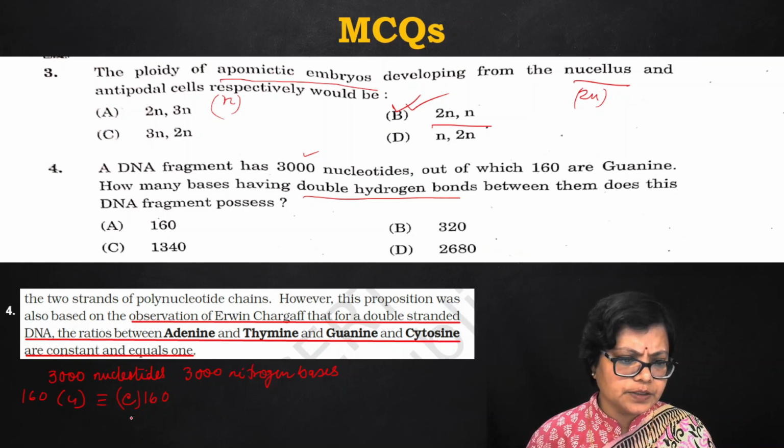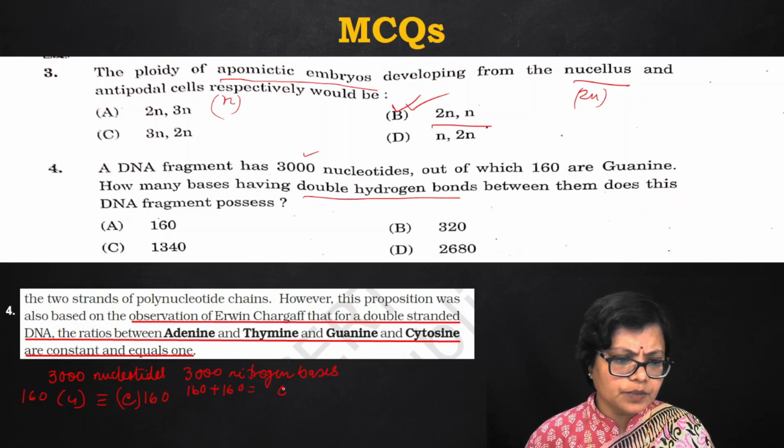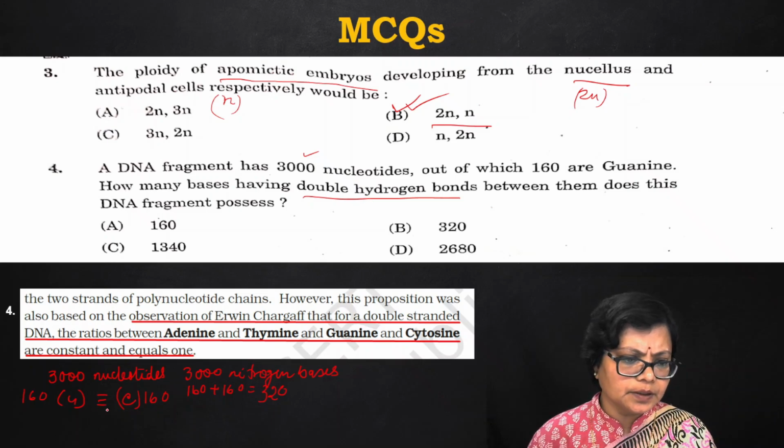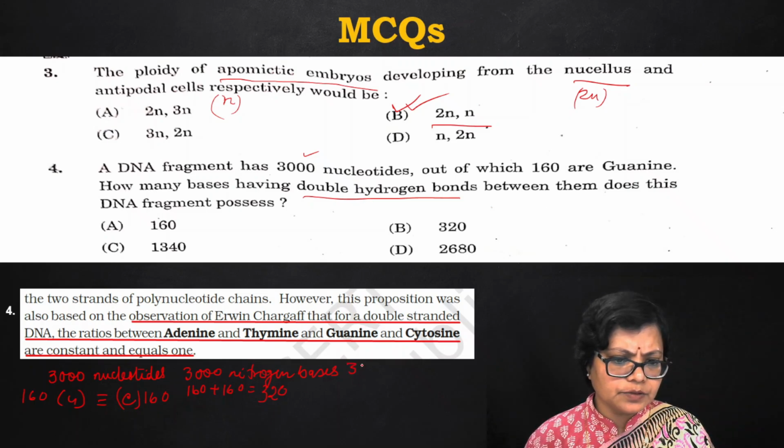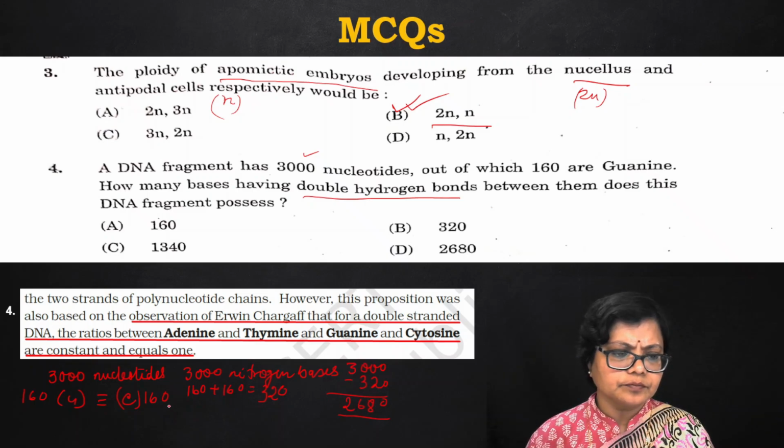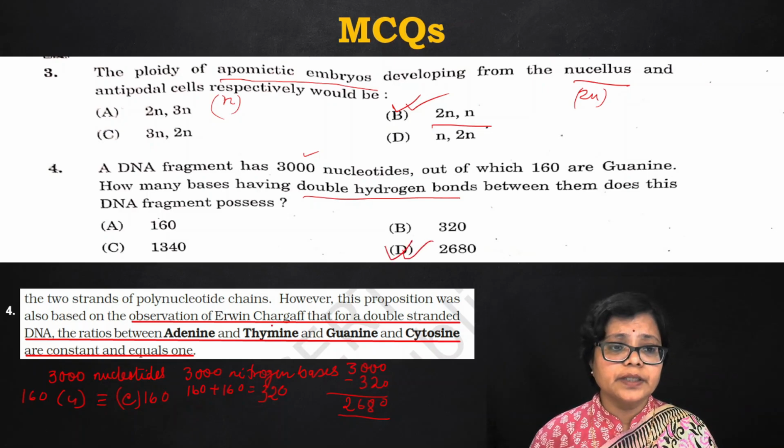So 160 plus 160 equals to 320, right? So now 300 minus 320, that is 280. So the correct answer will be 280. You may ask, why 280? It should be half of that, that is 140.